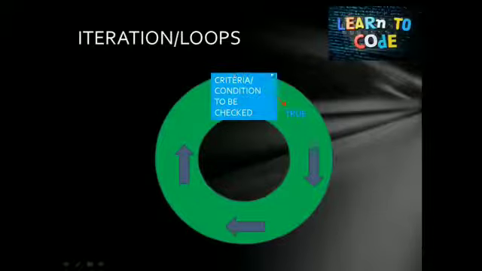It checks for the criteria, and if the criteria is met, the statements following the criteria, that is inside the loop, will get executed. Again, it checks for the criteria. When the criteria is met, that is, when the condition is true, it keeps executing the statements. This cycle keeps on continuing as long as this condition is true. At one point of time, if this condition becomes false, then it quits the loop. It comes out of the loop.